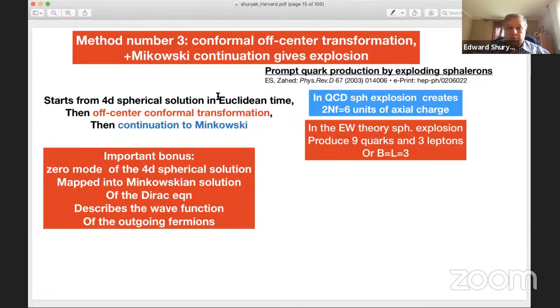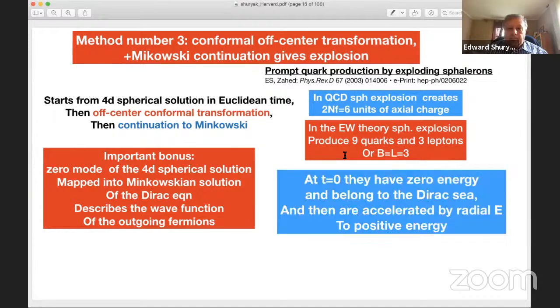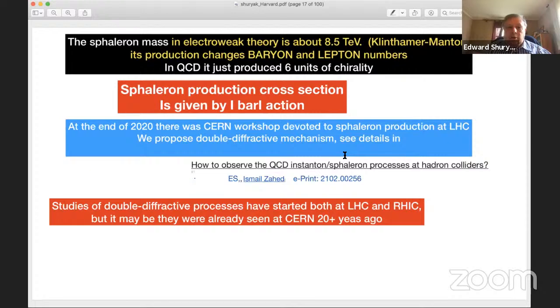Now an important bonus of this is that we have the zero mode, the Dirac equation for a massless fermion, and therefore if we have a solution of the Yang-Mills equation, we have a solution of the Dirac equation in that field. That describes how all these fermions are produced, with their wave functions and spectrum. I only want to say that electroweak sphalerons have a mass of 8.5 TeV. That's a big mass, still less than the energy available at the LHC. But of course, we are sure that not a single event producing this object happened. Baryon number was not violated, and the probability to do it is negligible.